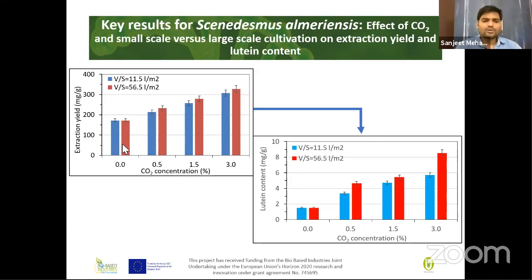And here we found that with the increasing concentration of CO2, the extraction yield as well as lutein content increased. While with the increasing working volume of photobioreactor, that is 1.2 liter with the volume to surface ratio of 11.5 liter per meter square, and also 28.8 liter with the volume to surface ratio of 56.5 liter per meter square, we found that the extraction yield was higher with the large scale cultivation system, as well as lutein content was higher with the large scale cultivation system.